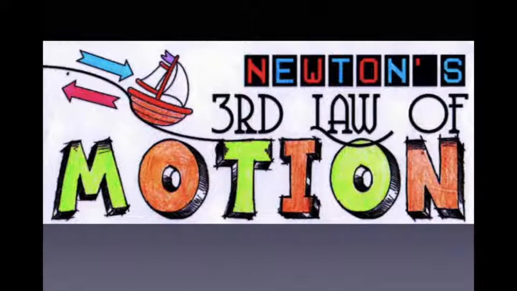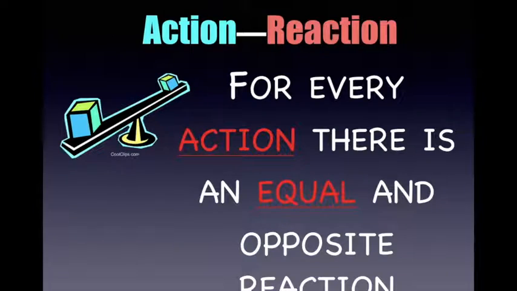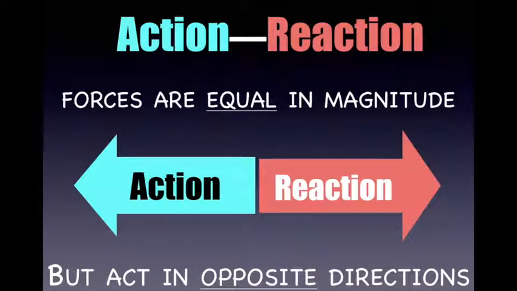All right, so Newton's third law of motion is an action and reaction law. Basically what it says is for every action there is an equal and opposite reaction. So like on the teeter-totter, if you push down on one side of the teeter-totter, the reaction is the other side will move down and it will be at the same force, the same rate. So forces are always equal in magnitude but act in opposite directions in an action and reaction.